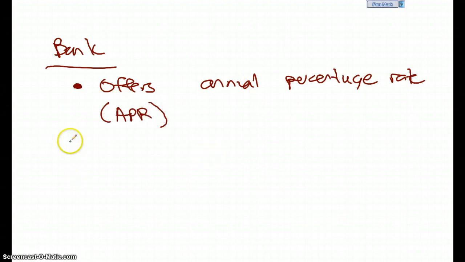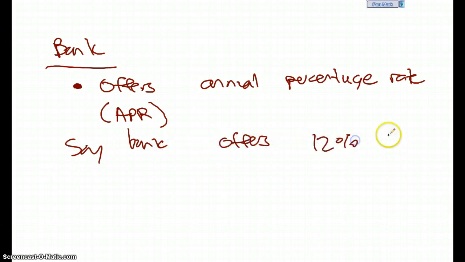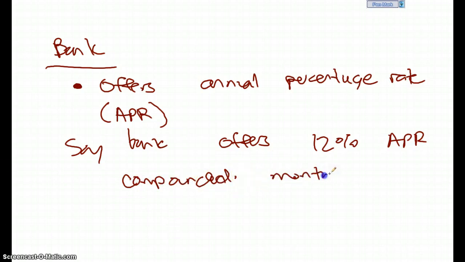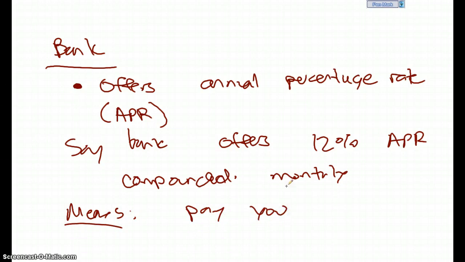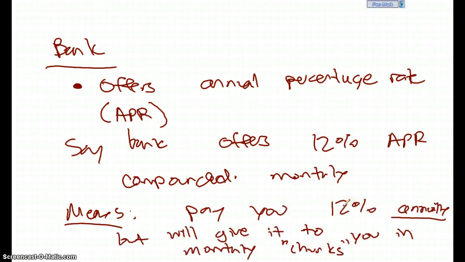Okay, so let's say a bank offers 12% APR compounded monthly. Compounded monthly. So what does this mean? This means that they will pay you 12% annually, but will give it to you in monthly chunks.